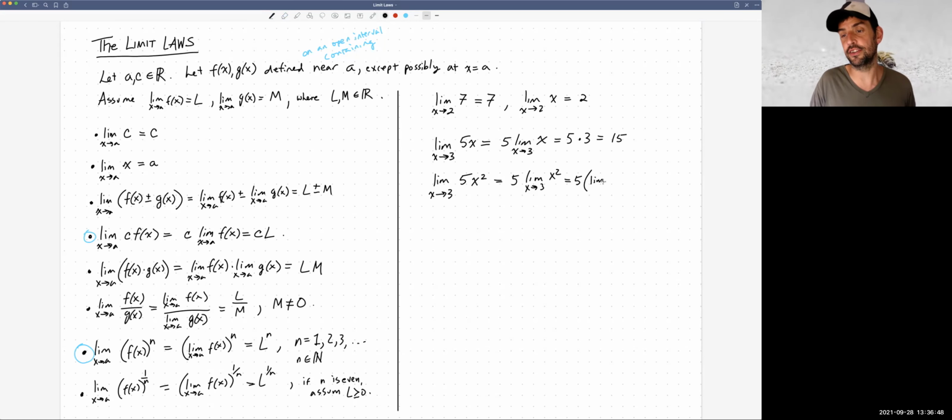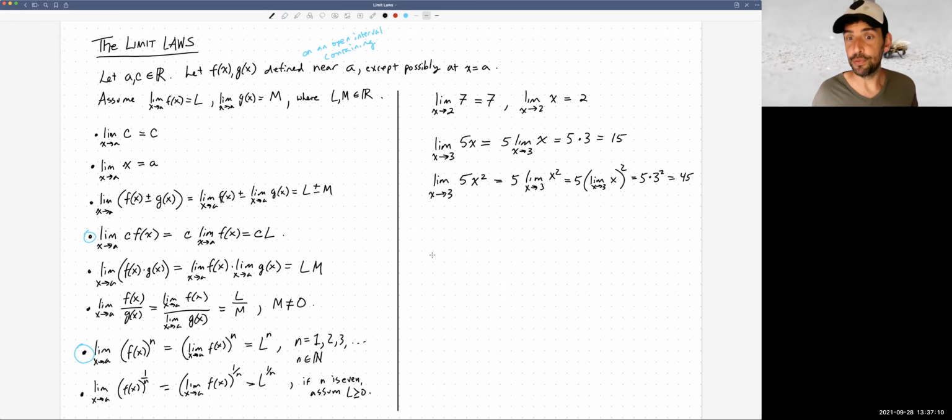Now, instead of taking x squared and trying to figure out the limit of it, I can take the limit of just x, which I know how to do, right? We've done that above, and then square it afterwards. So I get 5 times 3 squared, or 5 times 9, is 45. Okay.